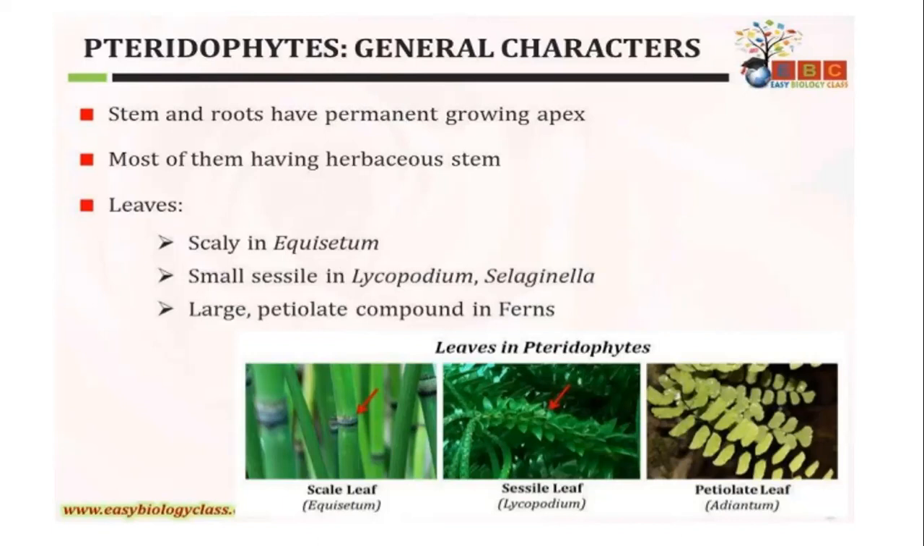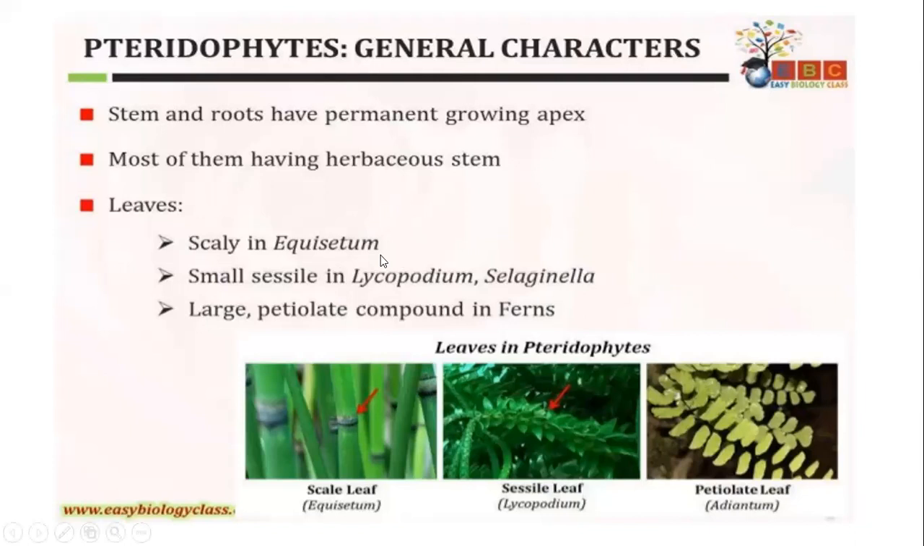So here the leaves are sometimes scaly and very tough, showing hard structures. Some leaves are reduced, not feathery, and sometimes the leaves are reduced. So we call them scale leaves. That you can observe in the genus Equisetum. In Equisetum, we can see the presence of scaly leaves. And sometimes the leaves are very, very small and sessile. Sessile means it does not have the stalk, the petiole is absent. So those leaves we call sessile leaves.